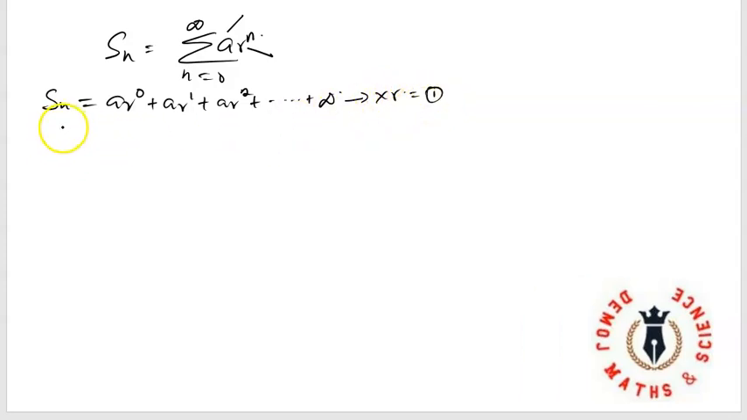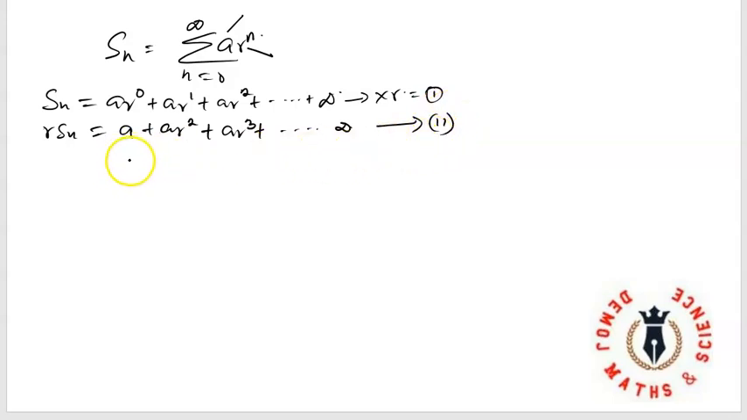Now if we multiply equation 1 by r, it becomes r Sn is equal to a, because ar times r becomes ar squared, hmm, rather a r to power 1, plus ar raised to power 2 plus ar raised to power 3 plus, and it continues to what? To infinity. Infinity means it has no end. Let's call this equation 2.